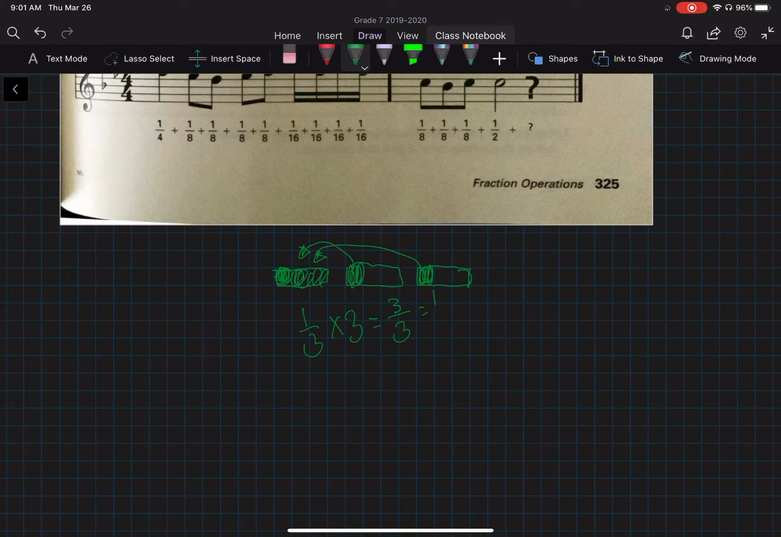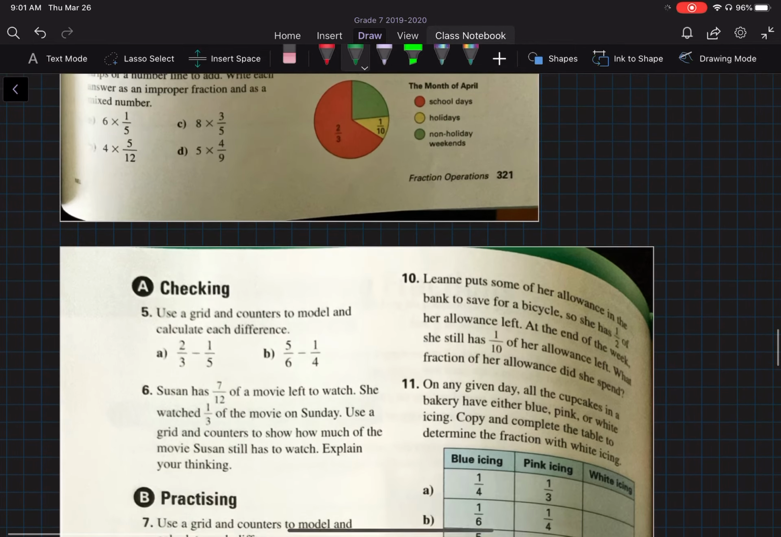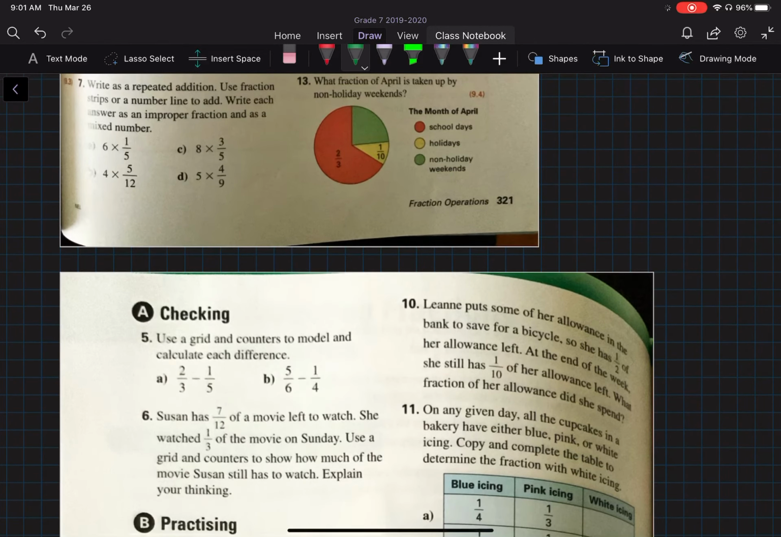Okay, so good luck in those pages, and we'll take it up together tomorrow. Enjoy working. That's the math.